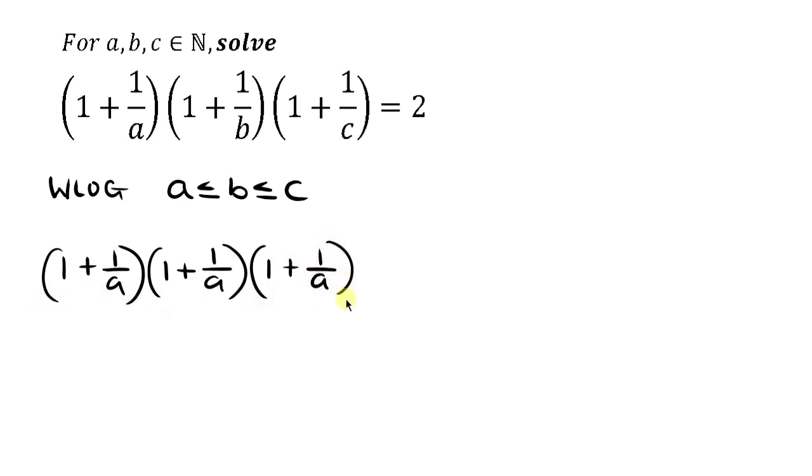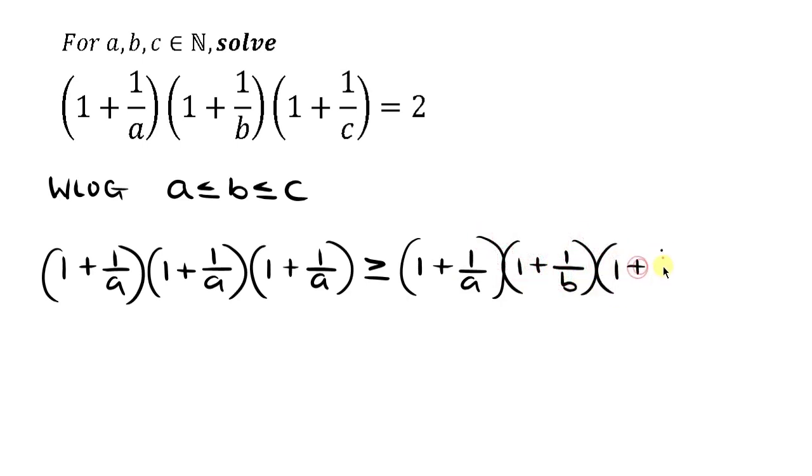And this expression is bigger than the original expression, which is (1 + 1/a)(1 + 1/b)(1 + 1/c). Now notice that on the left-hand side, we have 1 + 1/a repeated 3 times. So this can be written as (1 + 1/a) raised to the power of 3. And this is bigger than the original expression from the question, which is equal to 2. So I'm going to write 2 here.